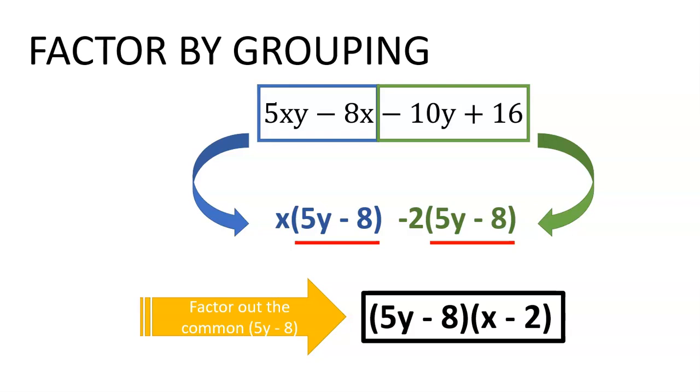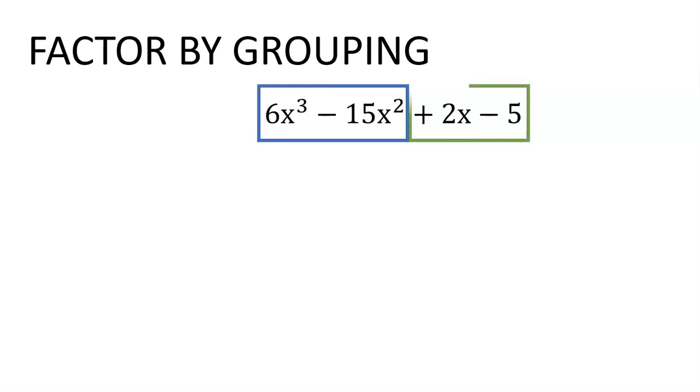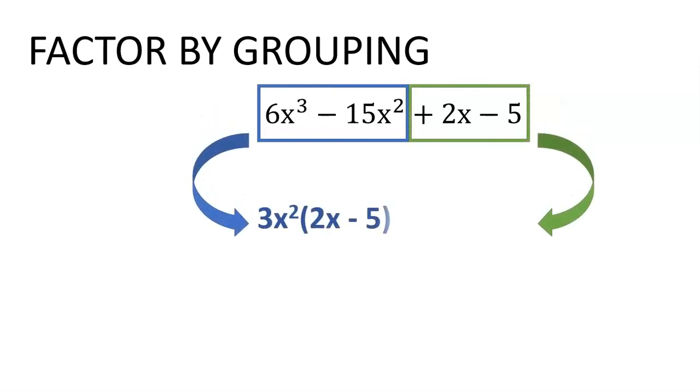Okay, let's move on. Number 4. 6x cubed minus 15x squared plus 2x minus 5. Split it up in half. Factor out my GCF. The first one on the left side in blue, I'm going to factor out a 3x squared, and then I'm left with 2x minus 5.